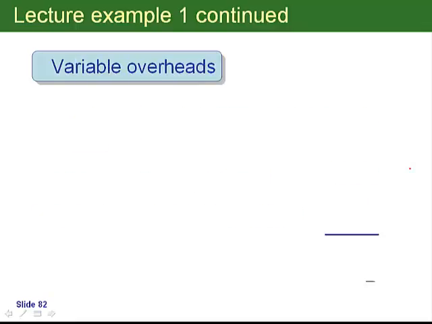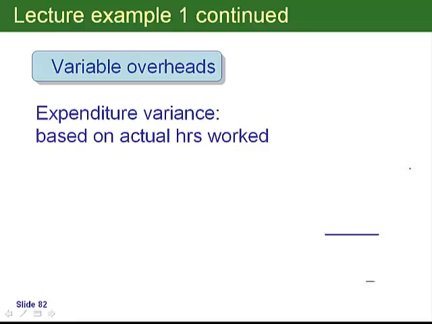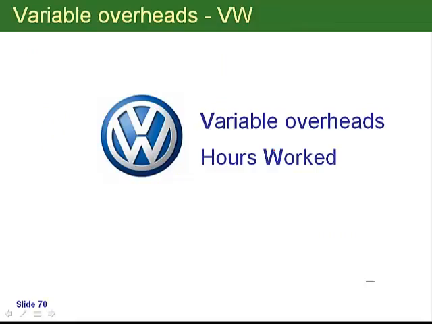So variable overheads then. If we look first of all at our expenditure variance, we base that on our hours worked. Now people often don't remember what it is they're bringing in here, hours worked or hours paid. A good way to remember this is to think of VW. Okay, so Volkswagen, VW, variable overheads are based on hours worked.